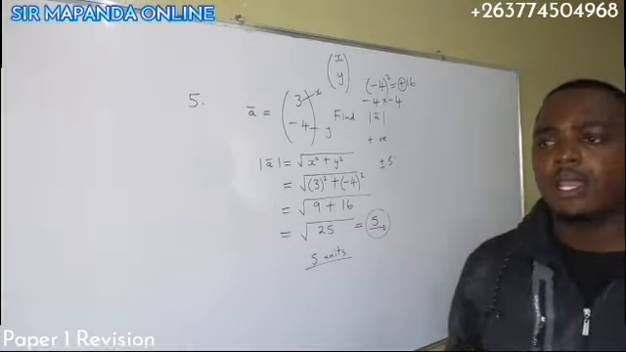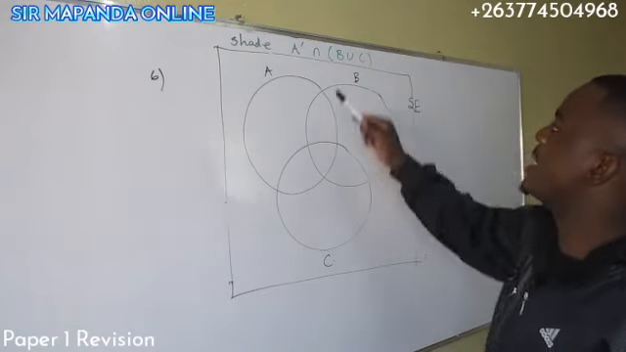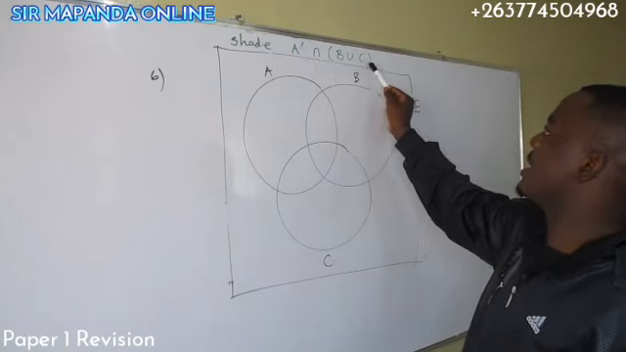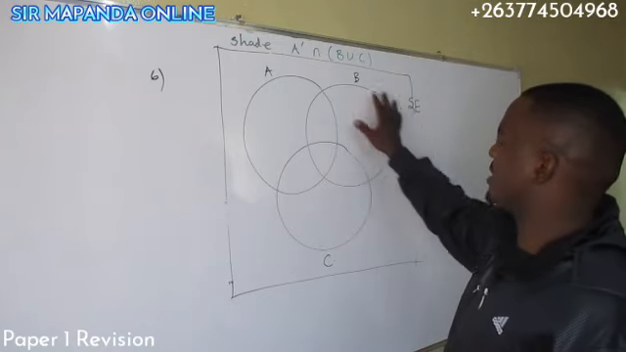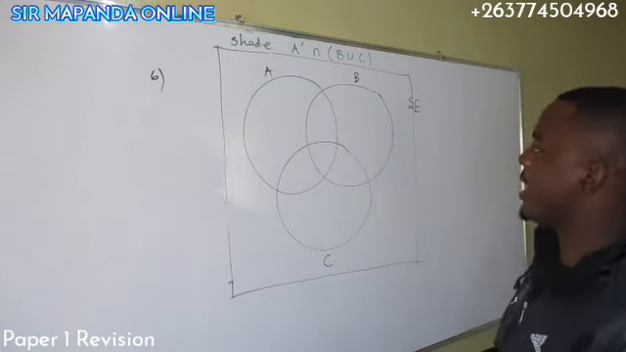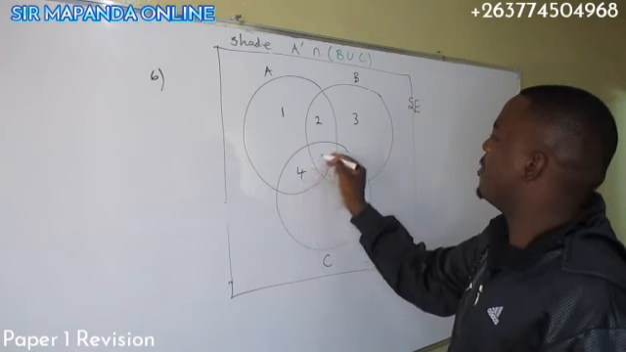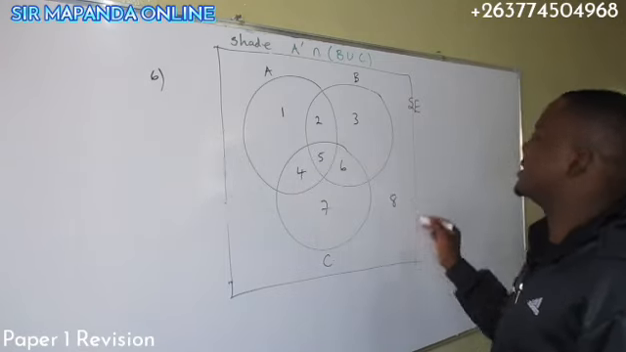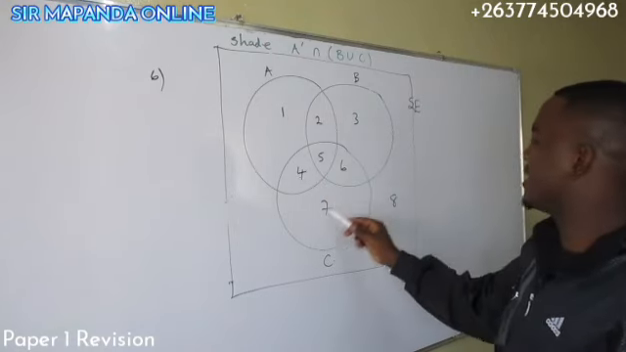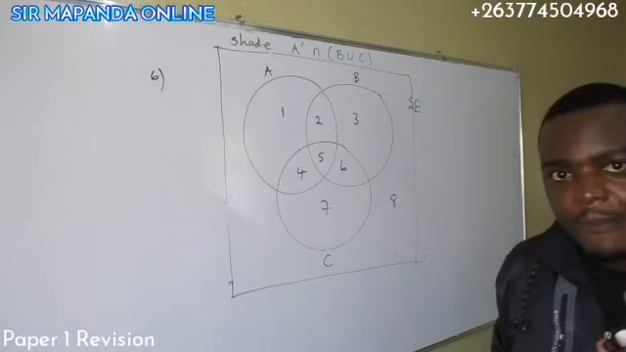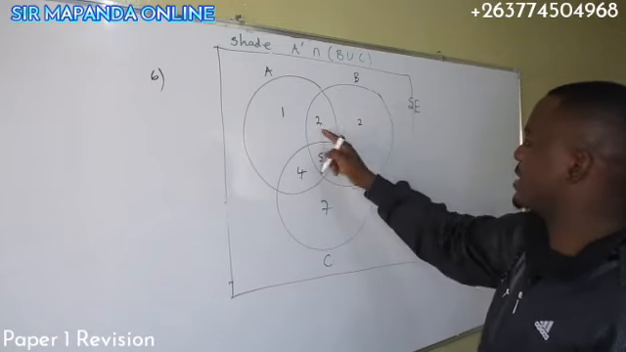Let us move on to question number 6. Right, so question number 6 is requiring you to shade A complement intersection B union C. For you to shade A complement intersection B union C, you need to first of all represent those regions by numbers of your choice. You can say 1, 2, 3, 4, 5, 6, 7, 8. So we've got 8 regions. But you must not repeat a number twice. Like if you write 2 here, you don't have to repeat 2 since you have written 2.